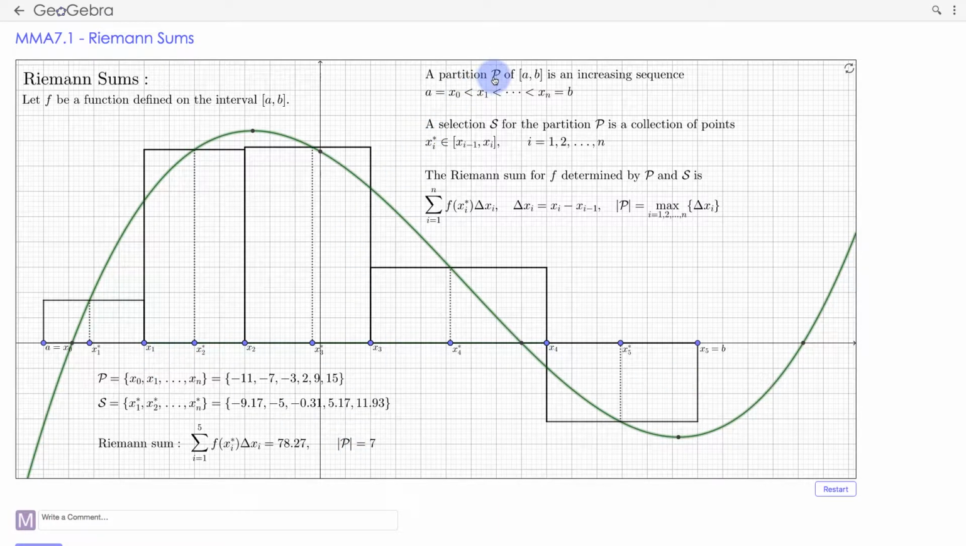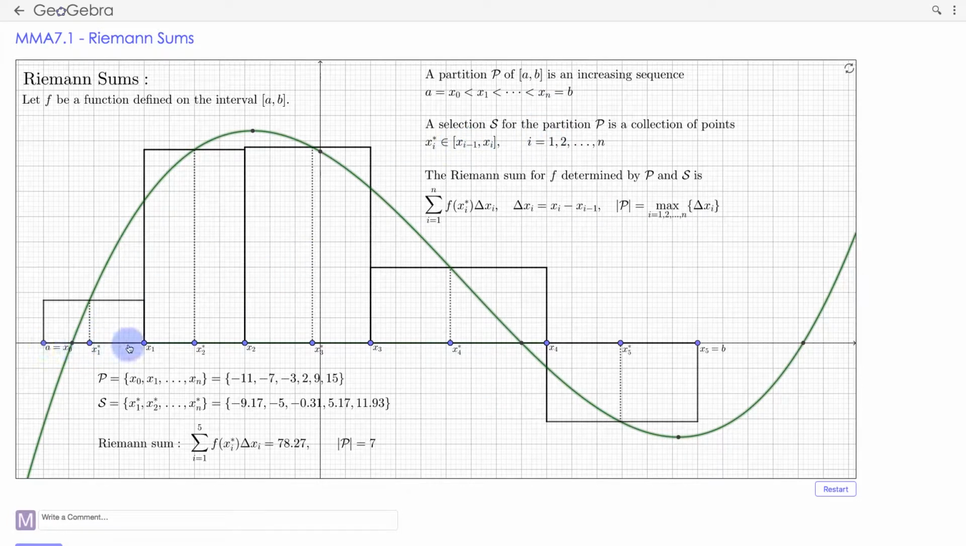Having a partition, we can also have a selection. So a selection S for the partition P is a collection of points. The points in the selection are called xi star, and they are in the subinterval from xi minus 1 to xi, where i runs from 1 to n. So clearly having these n plus 1 points, x0, x1, and so on up to xn, gives us n subintervals.